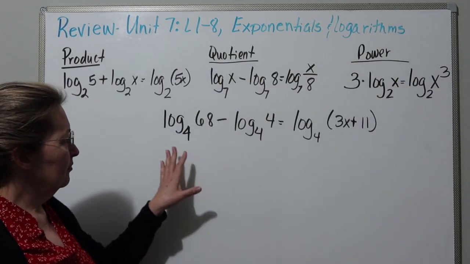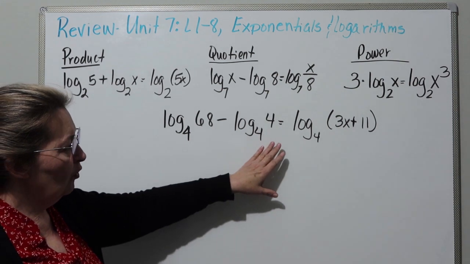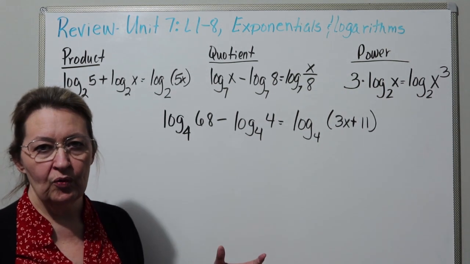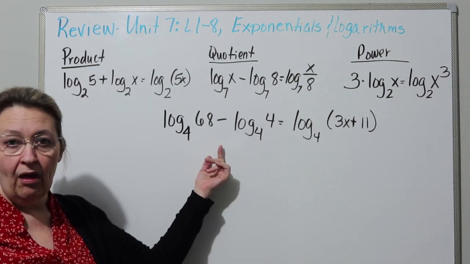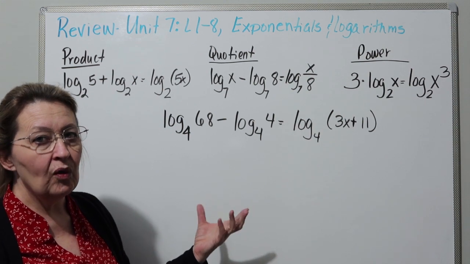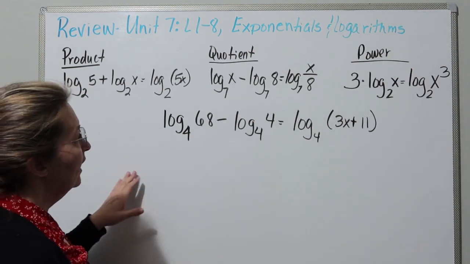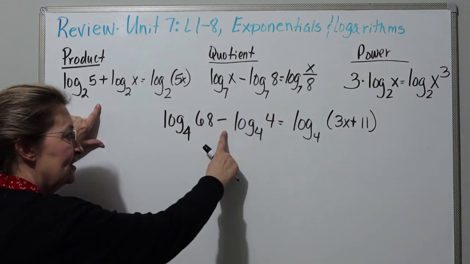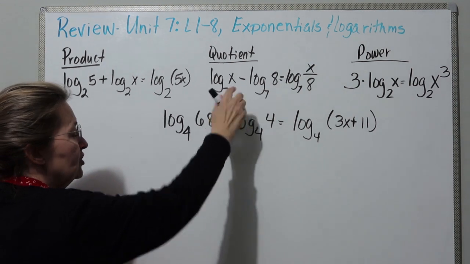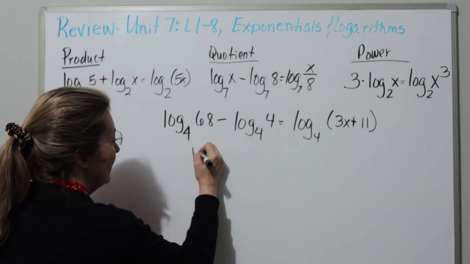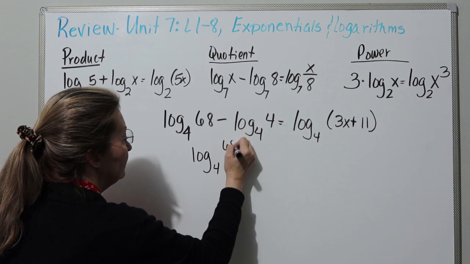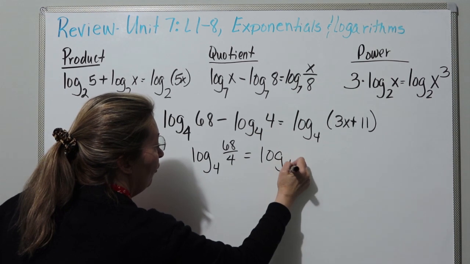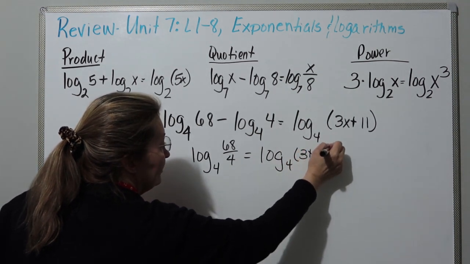So now let's look at this problem. Log 4 of 68 minus log 4 of 4 equals log 4 of 3x plus 11. Once again, I'd love to use the 1-to-1 property, but I have more than 1 log. So if I can condense these into 1 log, I can use that. Now, I don't have a power property. Do I have a product or a quotient? Since this is a minus sign, I have a quotient. So I can rewrite this as log 4 of 68 over 4 equals log 4 of 3x plus 11.